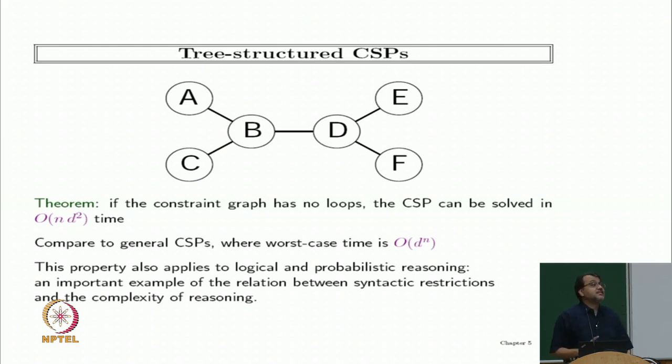Basically, you don't need search. That's the beauty of this. You can only do inference and solve it, which I will show you. Okay? Believe it or not, these kinds of ideas apply to logic, apply to probabilistic reasoning also. General purpose graphs are much harder to solve, and if I have a simpler graph, which is like a tree structure, then it is much easier to solve.